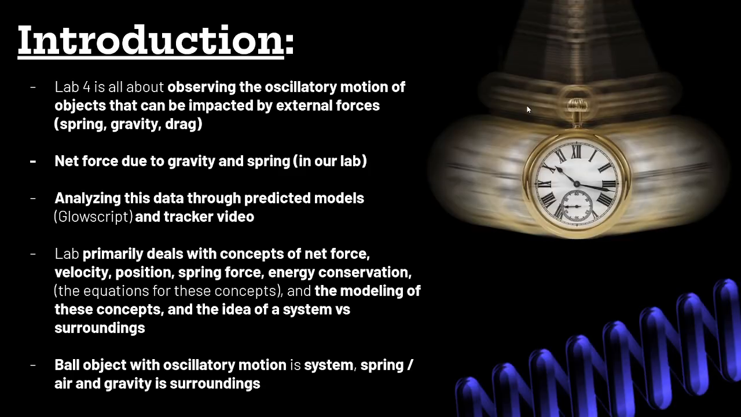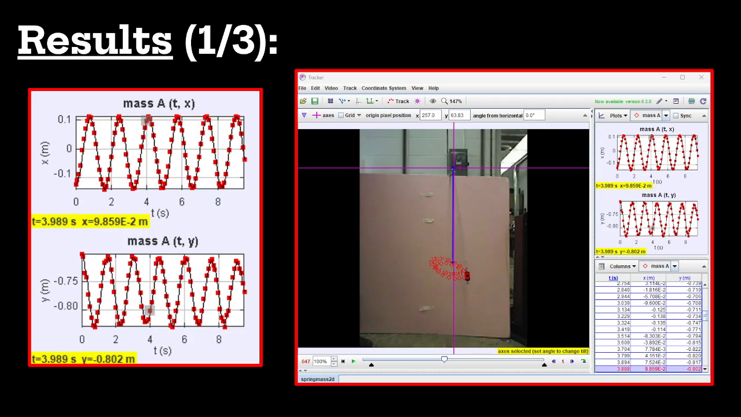This lab is all about observing the oscillatory motion of objects that can be impacted by external forces such as spring, gravity, and drag. And we are dealing with the net force of the gravity and our spring. We analyze this data through predicted models such as the GlowScript code and our Tracker video. This lab primarily deals with concepts of net force, velocity, position, spring force, energy conservation, and the modeling of these concepts, along with the idea of a system and surroundings, where the ball object is our system and the spring, the air, and gravity are the surroundings.